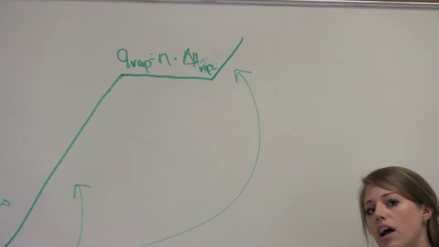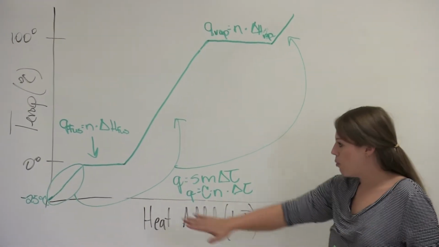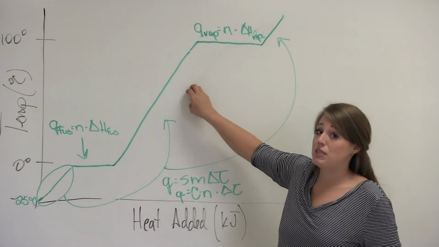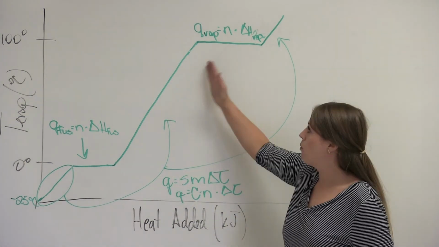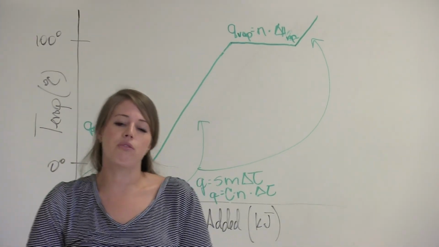So when we're looking at heating curves, we need to make sure that when we're changing temperature, so when we've got slope forming on the graph, that means that we're going to use specific heat calculations or heat capacity. When we're flatlining, we're not changing temperature, so we're going to use our phase change equation.